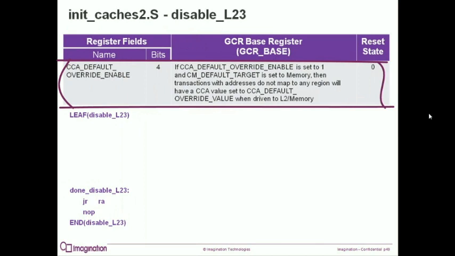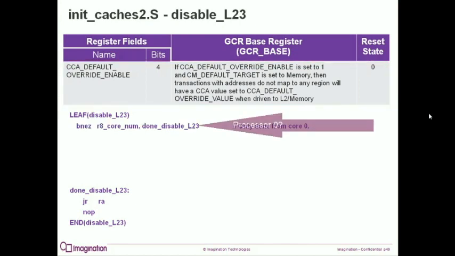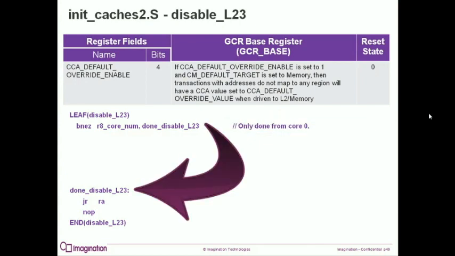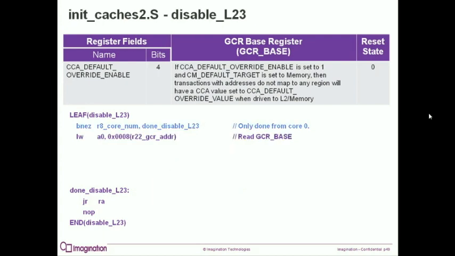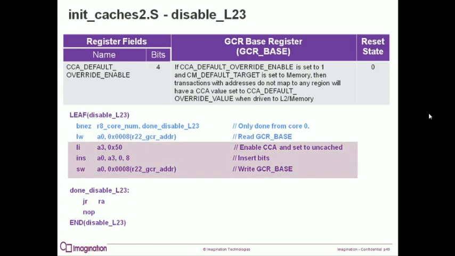To disable the L2 cache, the CCA override enable bit will be set. This is bit 4 of the GCR base register. The code checks to see if it is executing on a coherent processing system, and if it is not, it will branch around the next piece of code and assume there is no L2 cache. The code reads the GCR base register. The next 3 lines of code are used to enable the CCA override and set the L2 CCA to non-cached.